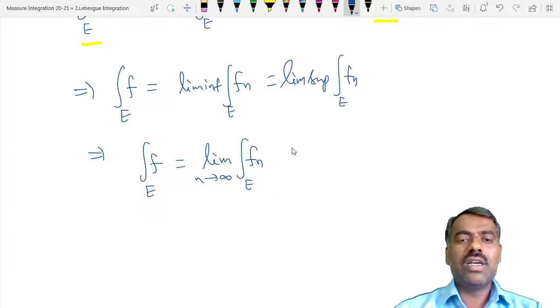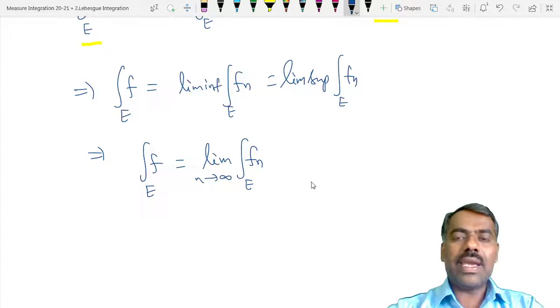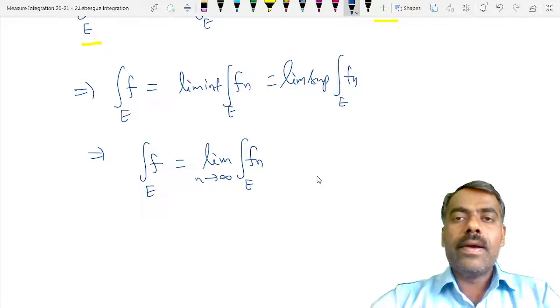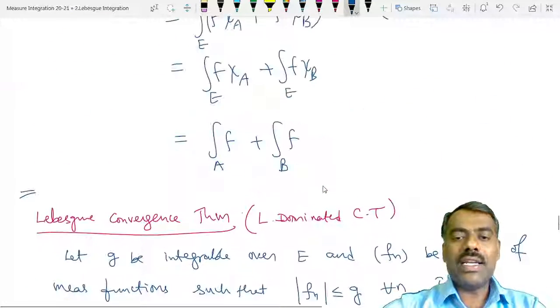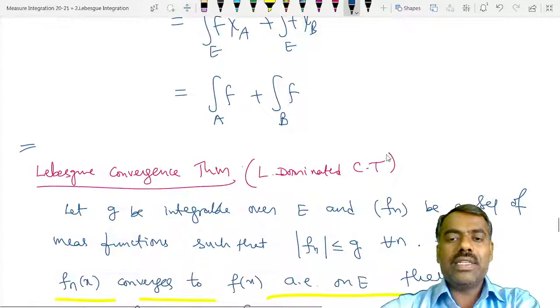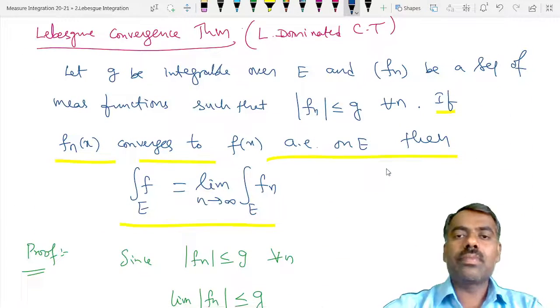Is this clear? So that proves this Lebesgue convergence theorem, or you can also call it the Lebesgue dominated convergence theorem. Is this clear? Any doubt?